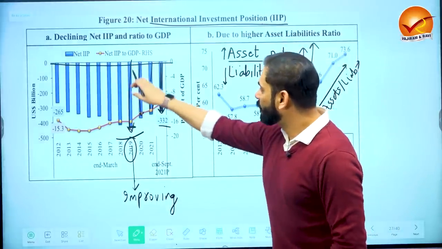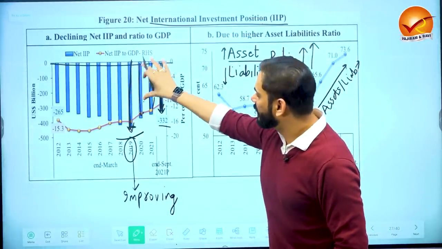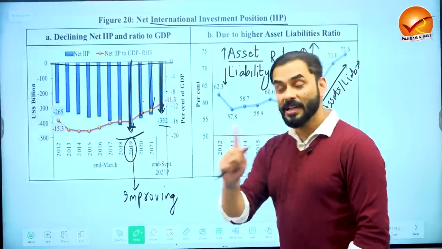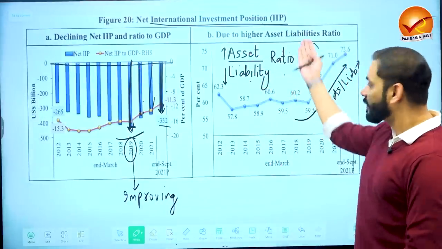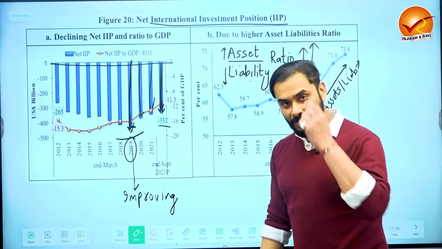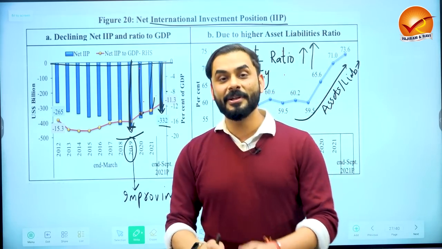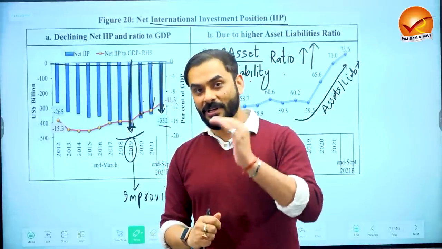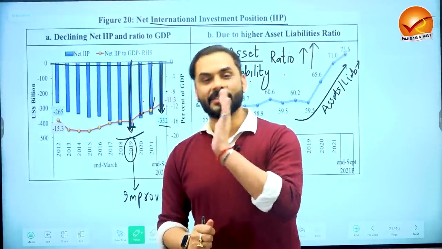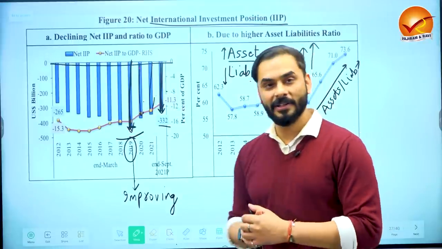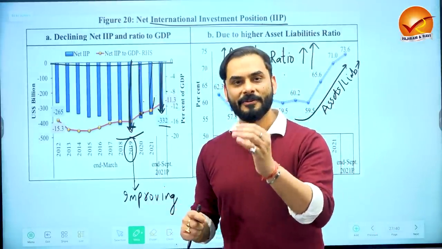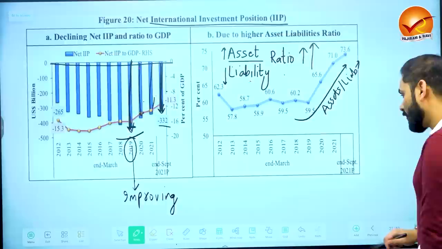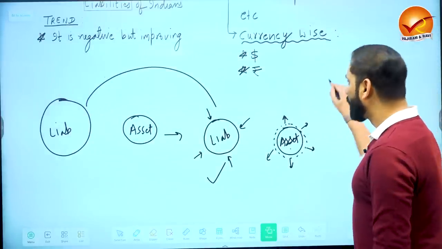So earlier it was hugely negative. Now it is less negative, less negative, less negative. And why is it becoming less negative? Because our asset to liability ratio is improving. So if somebody asks you whether India is becoming more resilient or stronger in terms of our asset and liability ratio, we should say yes, looking at this trend, it is still bad, but it is less bad now. All right. So that's one way of looking at India.